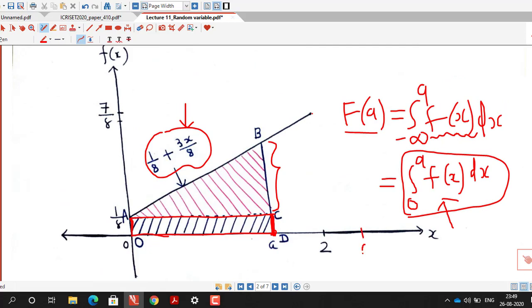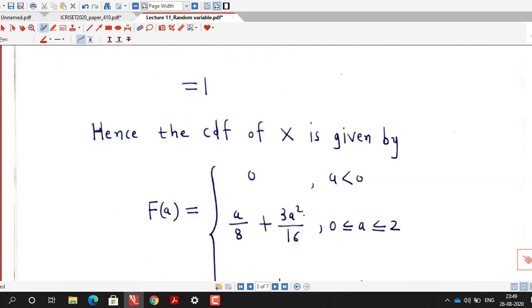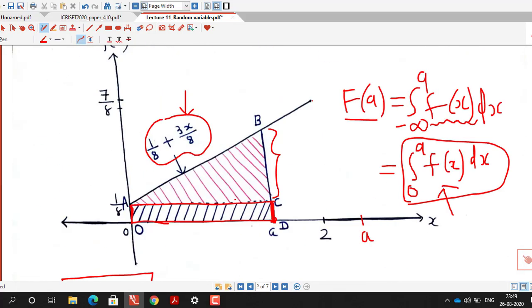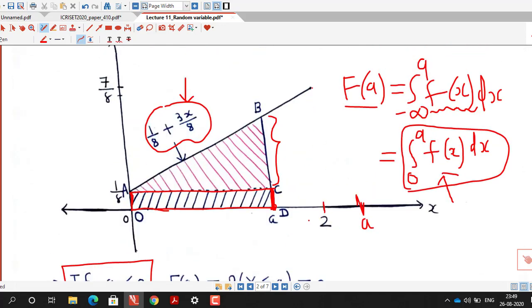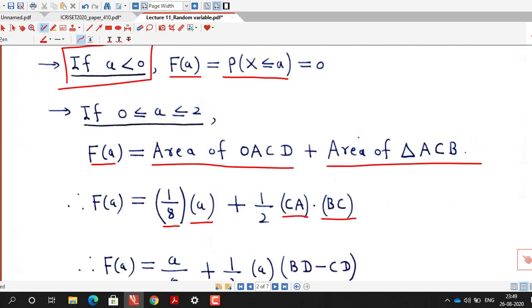means a is somewhere here, then we have to consider, if a is greater than 2, then what is F of a? So F of a is by definition the probability that X is less than or equal to a. Now a is greater than 2, means suppose a is somewhere here. So we have to consider probabilities up to 2 and then probabilities from 2 to a. So probabilities up to 2 is nothing but capital F of 2, and in 2 to a, f(x) is 0.